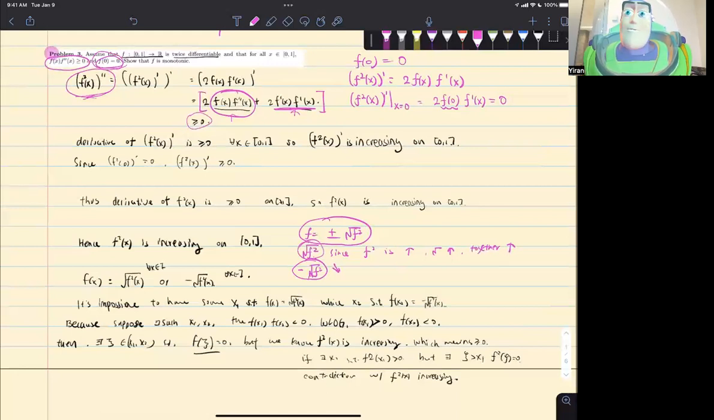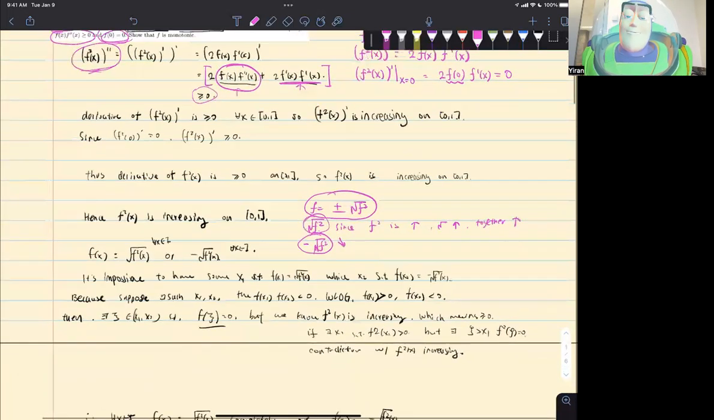The only thing that we need to take care of is we need to argue that it is impossible for f to take the value of the negative square root of f squared at some point in the domain, while it is equal to the positive square root of f squared at some other point in the domain. That is not going to happen, and we need to argue that a little bit.